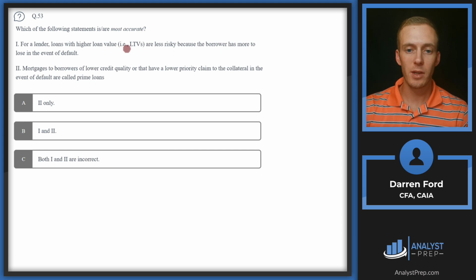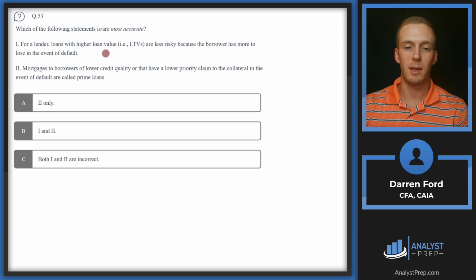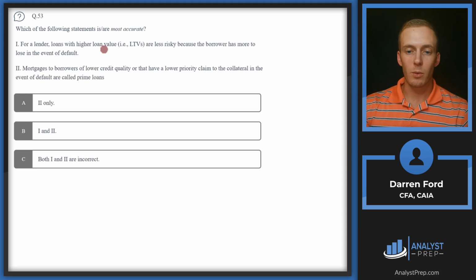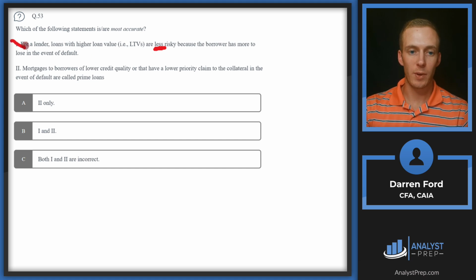So higher loan to value means that they're loaning more money out to the borrower based on the value of the asset. So if you take out a mortgage and you put down 20%, that's going to be an 80% loan to value for the bank. If you put down 50%, that's going to be a lower loan to value, since they're only having to put up 50% of the capital. So building on that example, higher loan to value is going to be more risky, since the borrower has less to lose in the event of default. So we can cross off statement one.